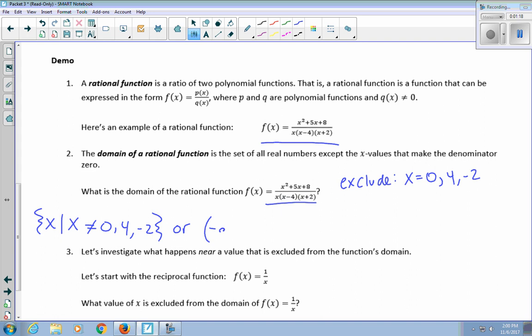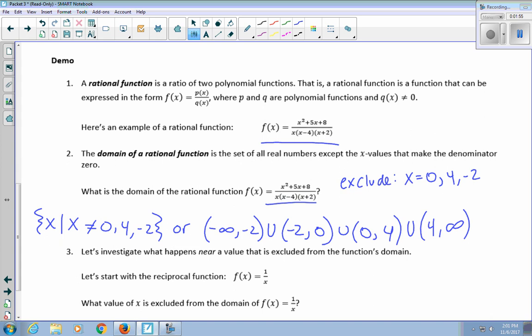by starting with -∞ and moving to the right until I hit the smallest excluded value, which is -2. Don't include it, so you put a round bracket. Then union that with -2 to the next smallest excluded value, 0. Don't include the 0. Union that with 0 to the next excluded value, 4. Don't include the 4. And then union that with 4 to infinity. So that's how you would use interval notation to exclude those 3 values.